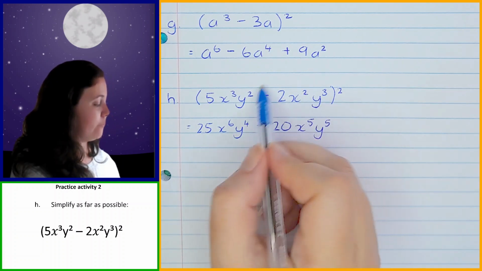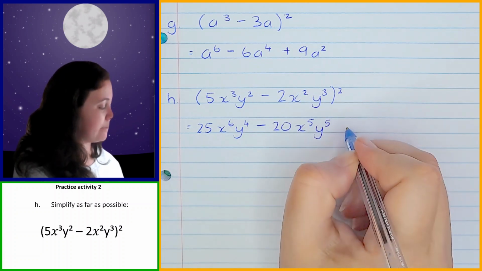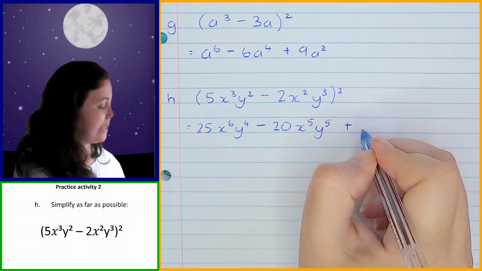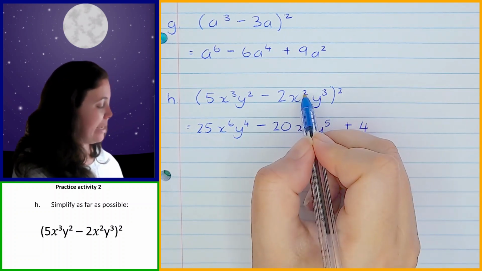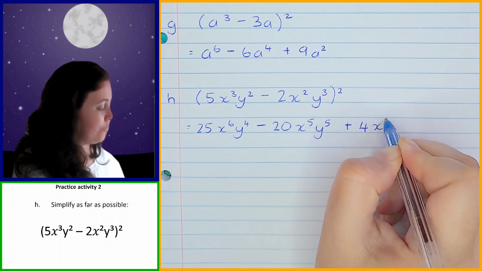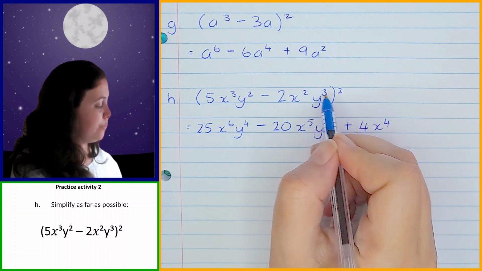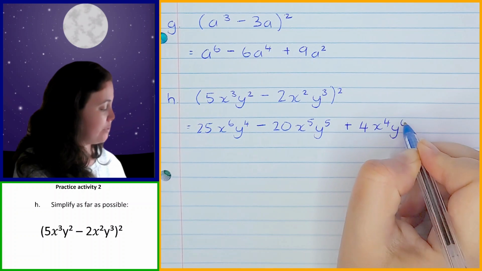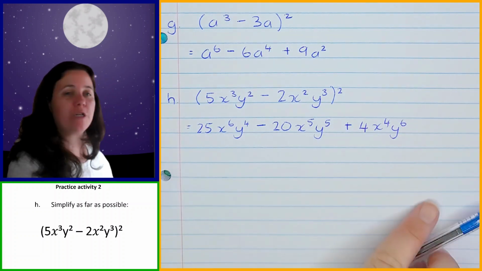And then I'm going to go for my last term and square this. That becomes positive. Then 2 squared is 4. x squared squared is x to the power of 4, and y cubed squared is y to the power of 6. So that's what you should have got for question H.